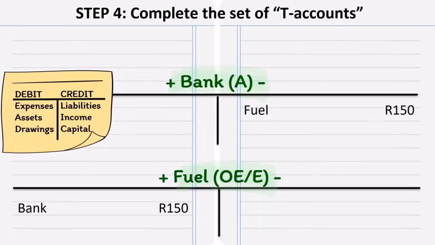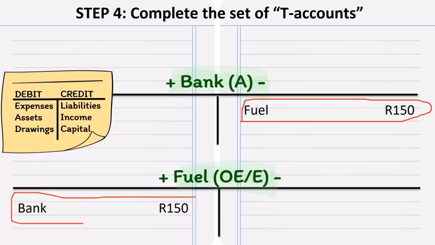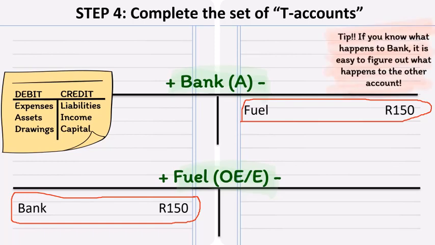So your two T accounts will look like this. Bank is on the side where it decreases, the credit side because we spent money, and fuel is debited because our total expense is more, and that happens on the debit side. I just gave you that tip again. It helps if you know what happens to bank, because then whatever the other account is, even if you might be a little bit confused, you know that it must be on the opposite side to bank.